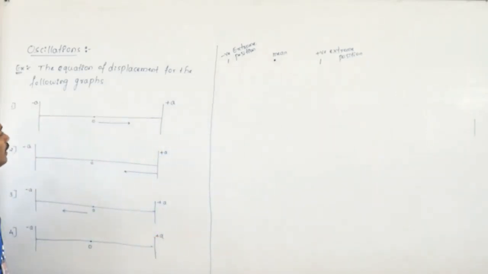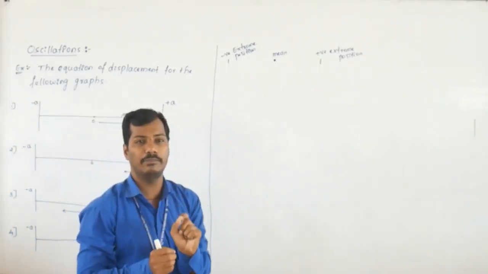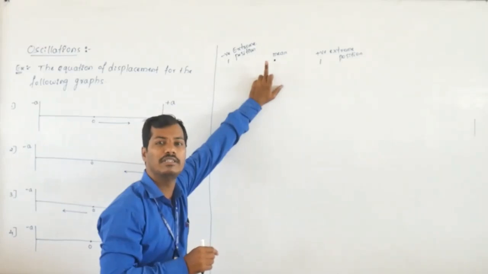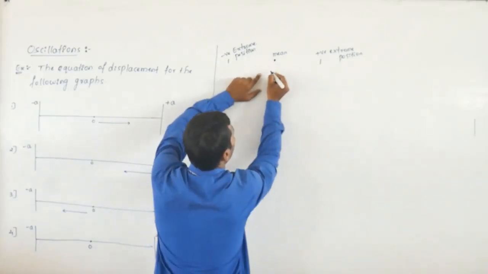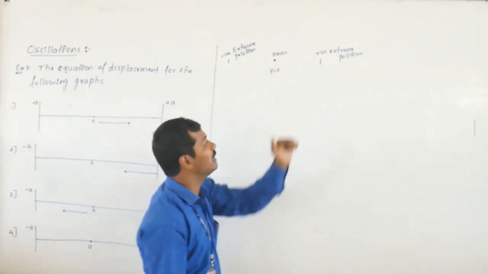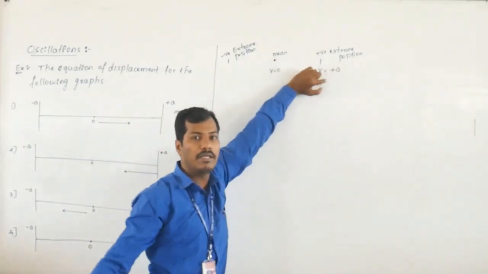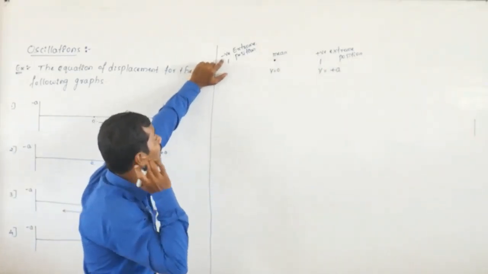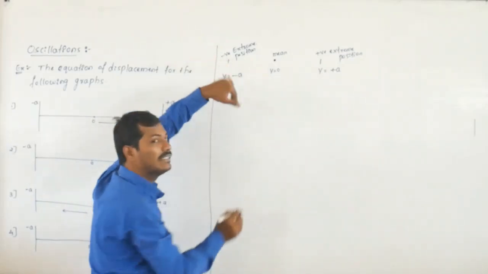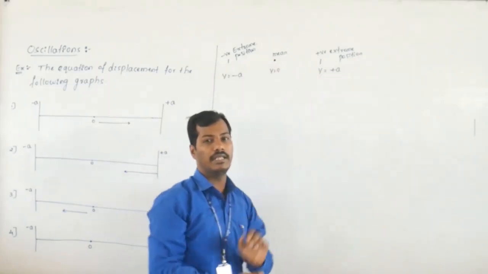Very simple. Extreme position means we already know that the displacement at extreme position is maximum, and the displacement at mean position is always what? 0. The displacement at mean position is 0 and the displacement at the positive extreme position is maximum, so it is called plus A. The negative extreme position has displacement minus A, which is the maximum displacement in the negative direction. It is minus A here, 0 here, and plus A here.